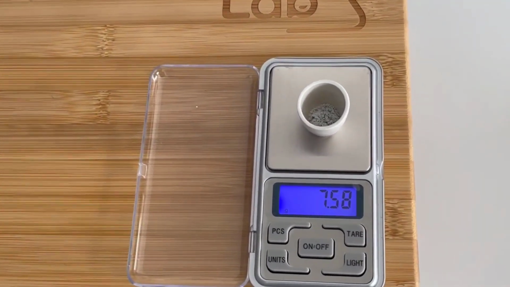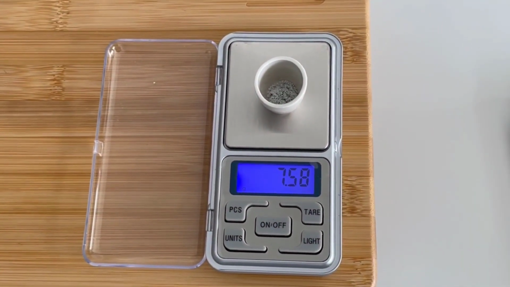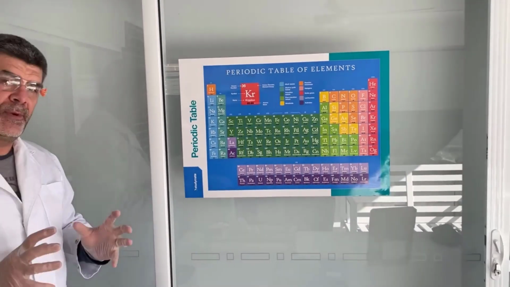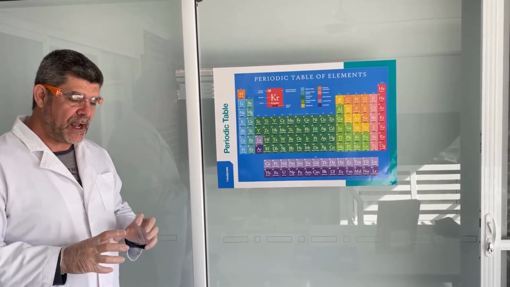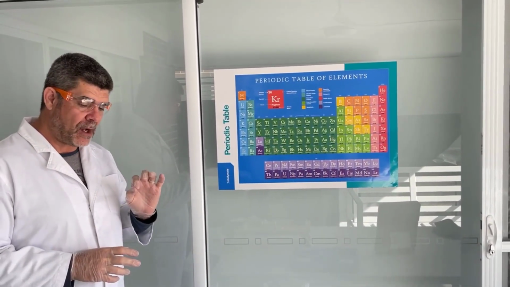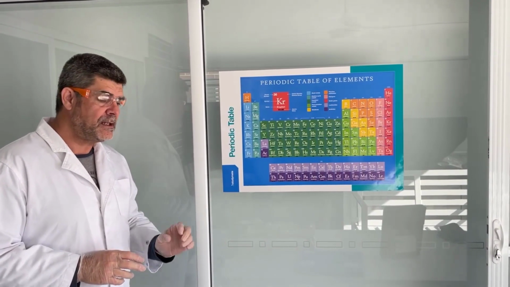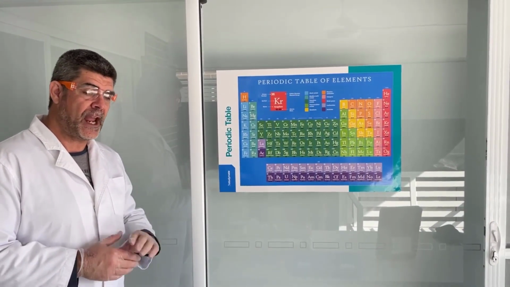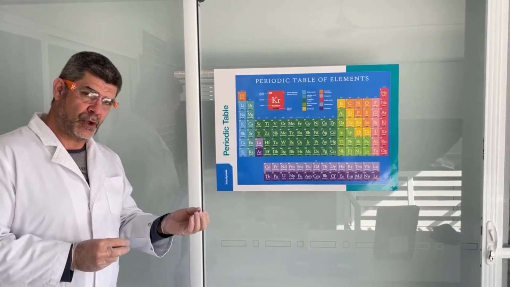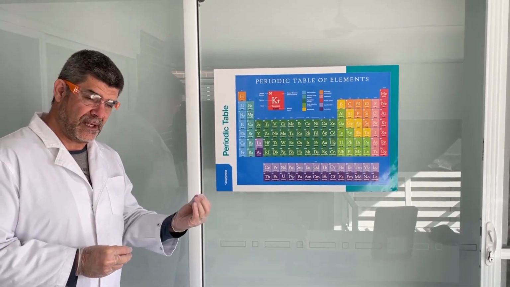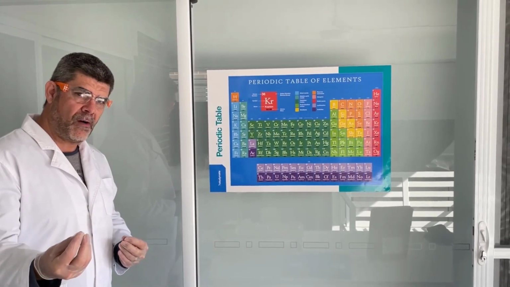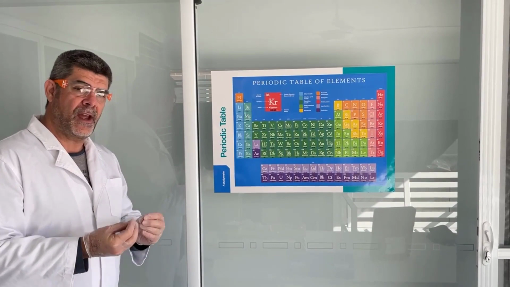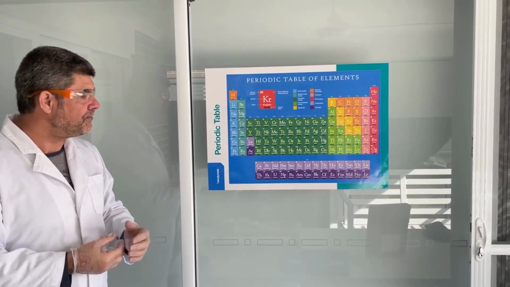Just give it a second because it's bouncing around a little bit. 7.58. So how are we going to do our calculations for our empirical formulas? Well, now we've got a ratio: we have a mass of the magnesium before we started, and a mass of the magnesium oxide at the end of the reaction. That means we can subtract the initial mass of magnesium from the final mass of the magnesium oxide, and that should give us the amount of oxygen that was actually taken up in the reaction.